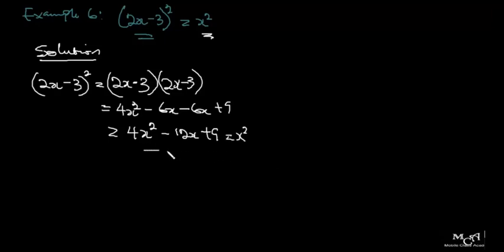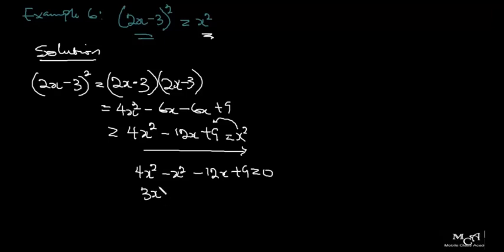Are you with me? When you look at this expression, it's not yet a quadratic formula. So what are we going to do? We are going to transfer this x squared to this side. If we do that, we are going to have 4x squared minus x squared. You know, when this crosses the equal sign, it changes its sign. So minus x squared minus 12x plus 9 equals what? 0. This will reduce to 3x squared because we are taking away 1 from this 4. So we have 3x squared minus 12x plus 9 equals 0.